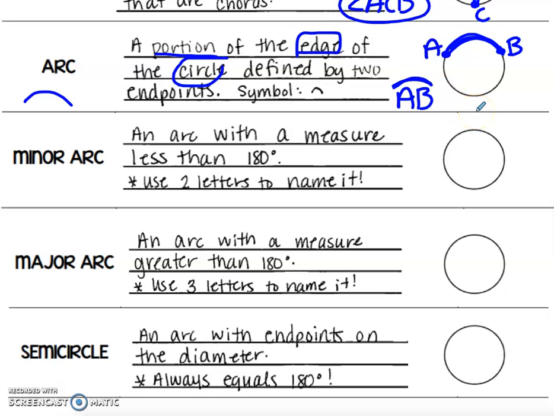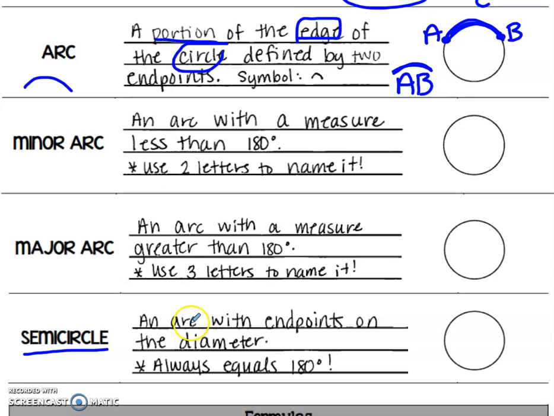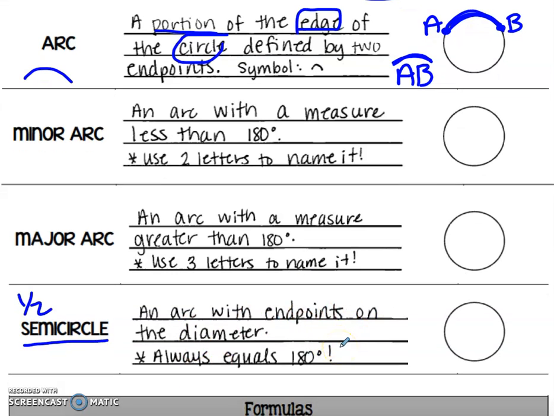Okay, so I'm actually going to work in reverse. I'm going to start down here with a semicircle. So a semicircle is half of a circle. I think we know that. And so it's an arc with the endpoints on the diameter. So it's always going to equal 180. So think about half of a circle would be this right here. I'm going to go ahead and highlight it in green. So you have the arc that went through the diameter.